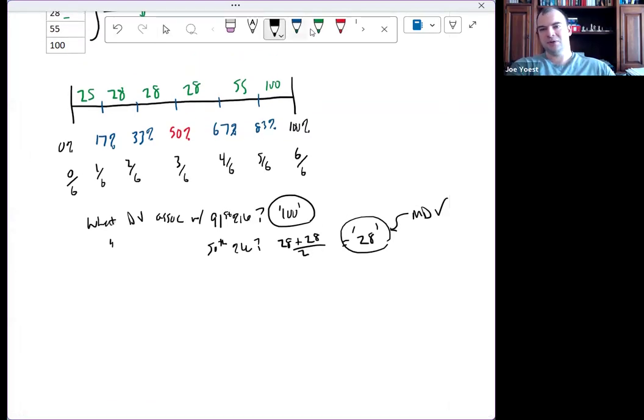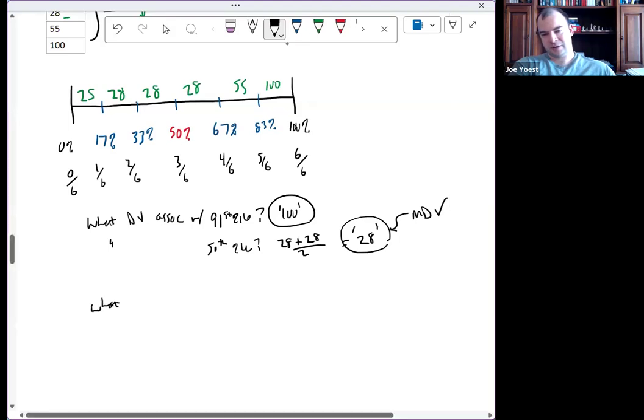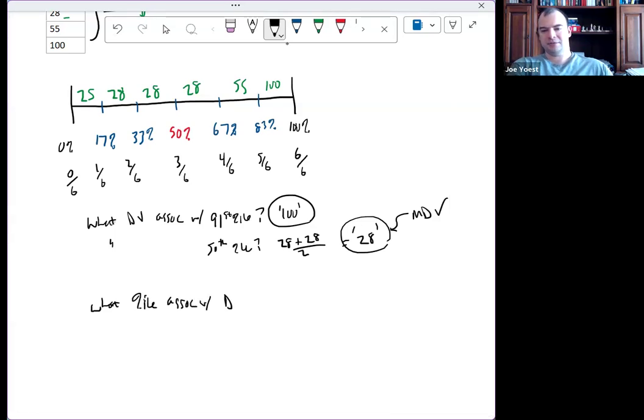Okay, we could ask a question like what percentile is associated with a data value of, say, 55. And again, here, I wouldn't be too pedantic. I would just take 67 plus 83 over 2, so that's 150 over 2, which is 75. It's the 75th percentile. Right smack in the middle of that one.